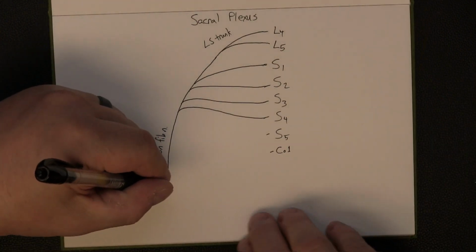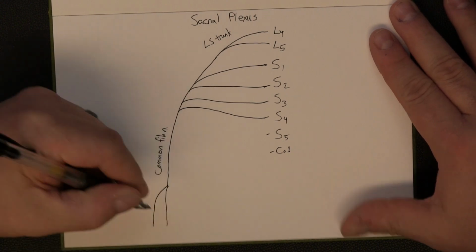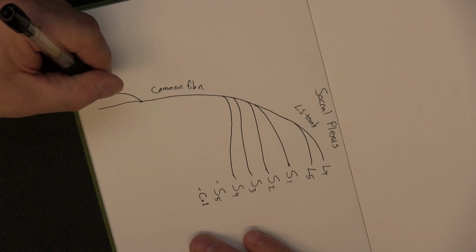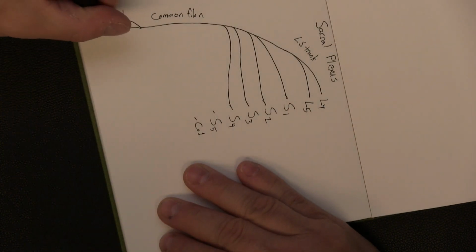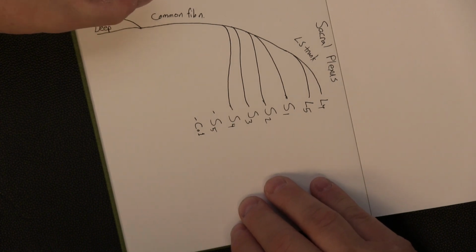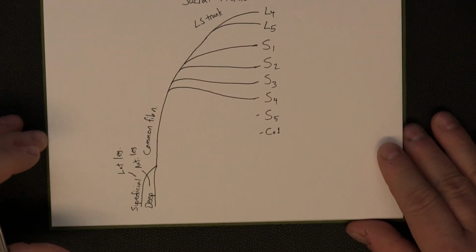One thing I want you to note is that the common fibular nerve further down around the knee is going to split into a superficial and then a deep fibular nerve. And these are going to innervate the lateral compartment of the leg and the anterior compartment of the leg, respectively. They do a few other things, but those are some of the major functions.